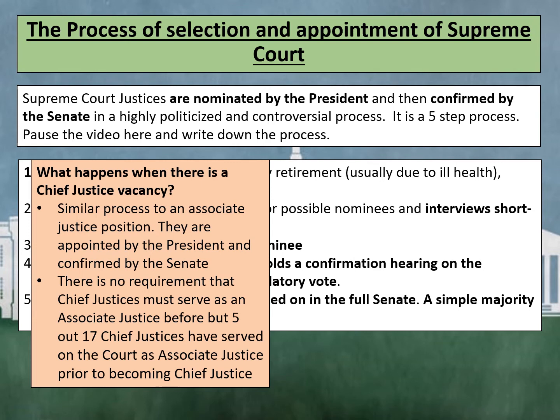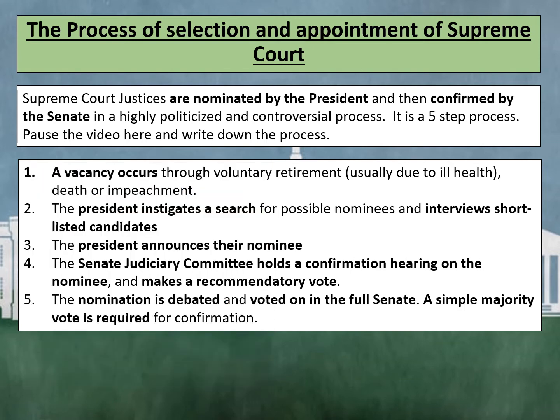So what happens when there is a vacancy in the Chief Justice position? It is a similar process to an Associate Justice position. They are appointed by the President and then confirmed by the Senate. There is no requirement that the Chief Justice must serve as an Associate Justice beforehand, but 5 out of 17 Chief Justices have served on the Supreme Court as Associate Justice prior to becoming Chief Justice.